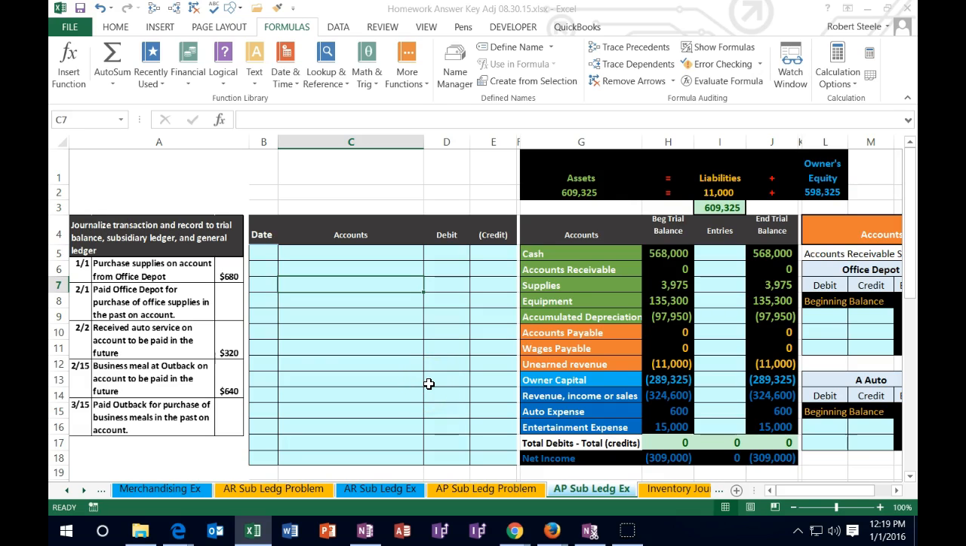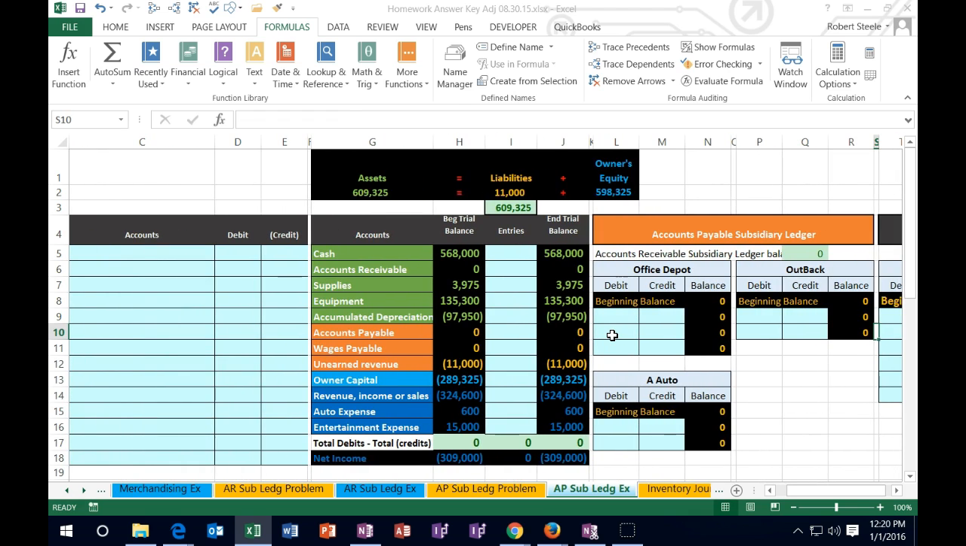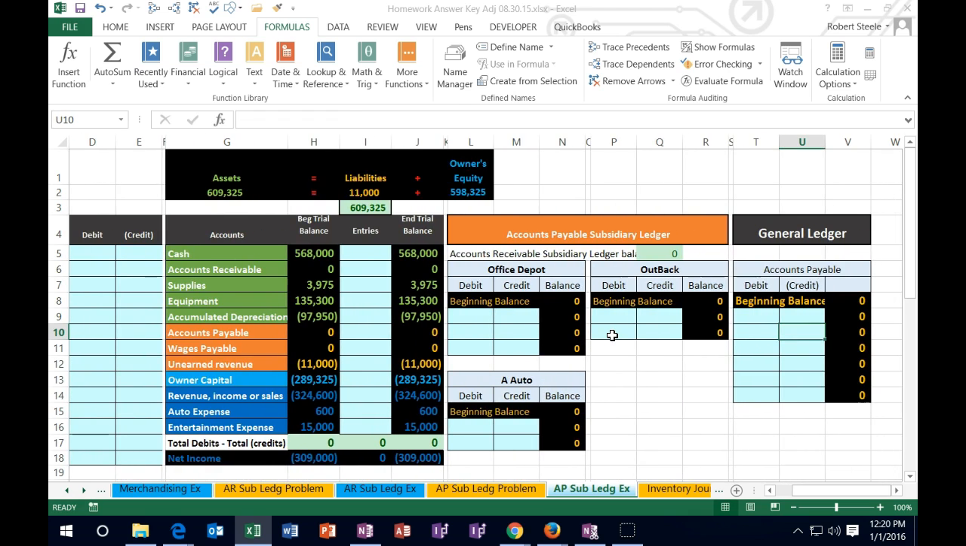Hello, in this lecture we're going to be concentrating on posting transactions, concentrating on the account of accounts payable, and we will be recording the accounts payable here on the trial balance as well as recording it in the subsidiary ledger, as well as taking a look at what the general ledger would be for transactions affecting accounts payable.